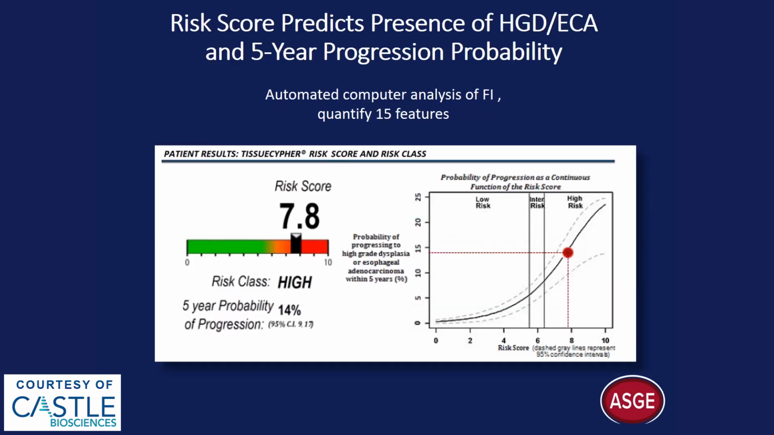This risk score predicts the presence of high-grade dysplasia or cancer in current samples, as well as a 5-year progression probability. For example, in a risk score of 7.8, which is high, the 5-year probability of progression is shown here, which can potentially predict the presence of high-grade dysplasia or cancer within 5 years.